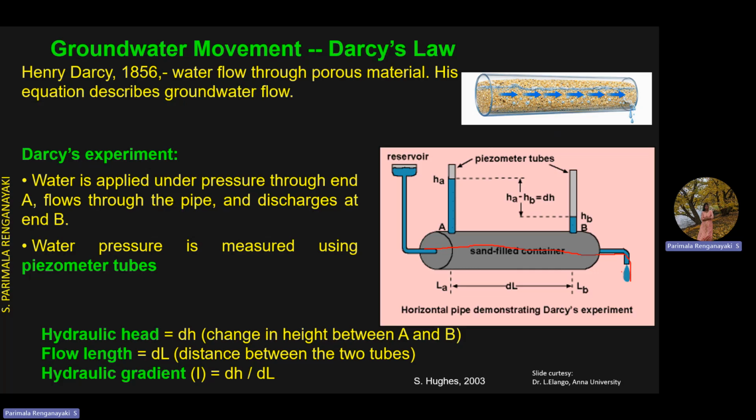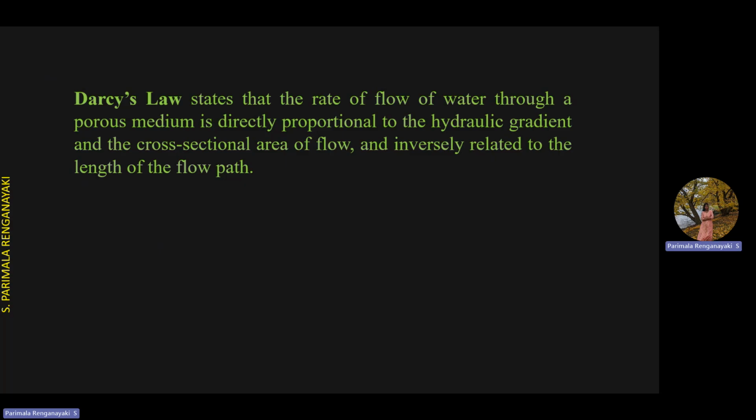So this only is Darcy's experiment. Water is applied under pressure through end A through the pipe and discharges at B. Water pressure is measured using piezometer. So this is hydraulic head, flow length, hydraulic gradient. So what is the definition of Darcy's law?